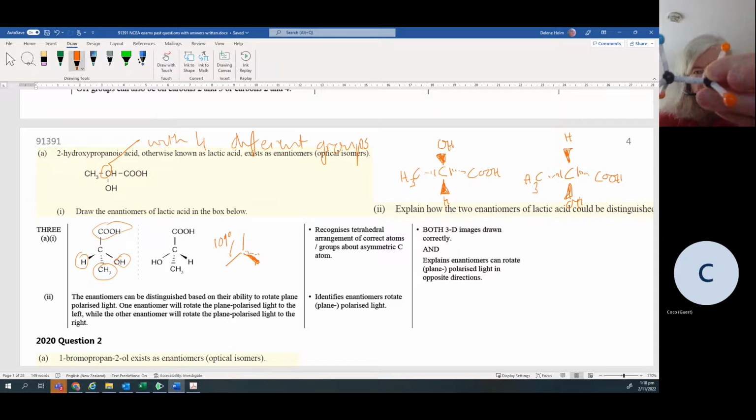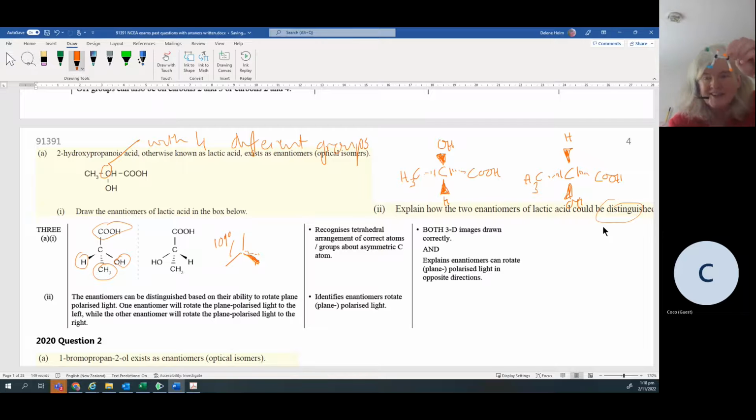And then this green one is coming out towards you. So that's the other way of drawing it. Okay, then the question about this usually has some sort of question about explain how you can distinguish between the two. Now, a lot of people will say, oh, you can distinguish between them because they're non-superimposable.